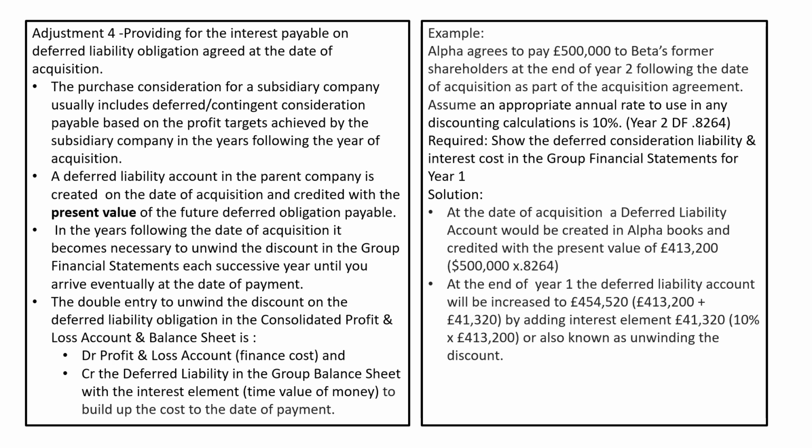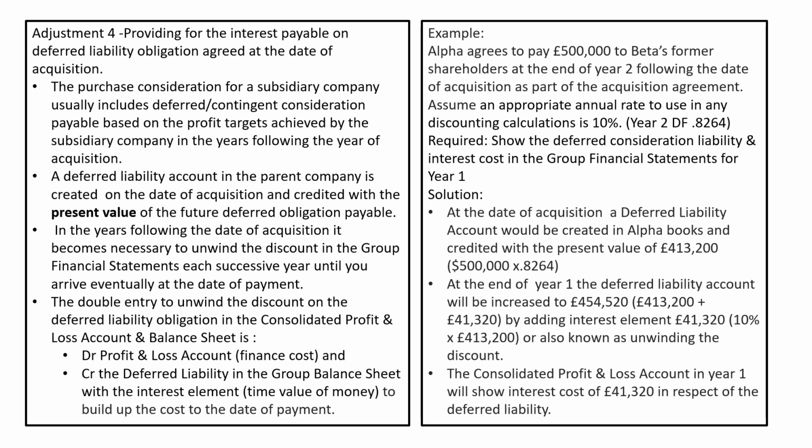At the end of year 1, the deferred liability account will be increased to £454,520, which is the £413,200, the opening balance, plus the interest cost of £41,320, which is 10% times £413,200. And this is also known as unwinding the discount. The consolidated profit and loss account in year 1 will therefore show an interest cost of £41,320 in respect of the deferred liability.